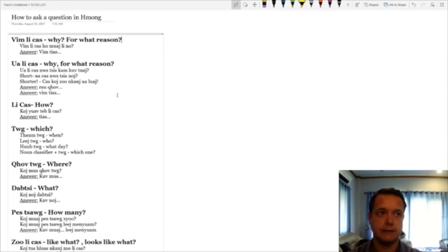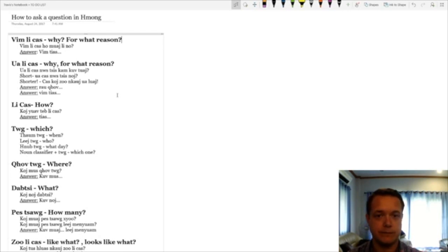Leng is a noun classifier for people. So if you wanted to say who, you would say leng du. The word no, H-N-U-B, is the word for day. So if you say no du, what day, which day? You can use pretty much any noun classifier and the word du. Like da is a classifier for tools. If you're in a tool shed and someone's saying, give me that tool, you could say, da tu, what tool?